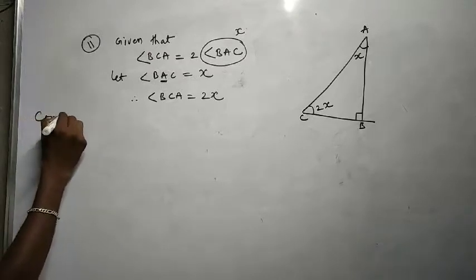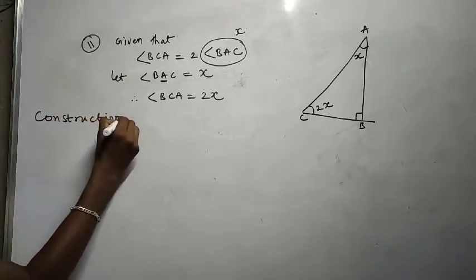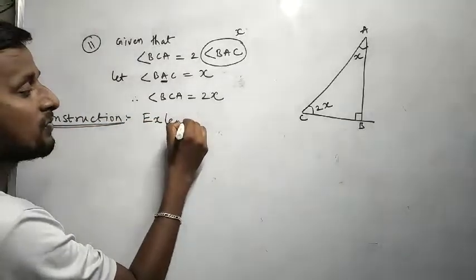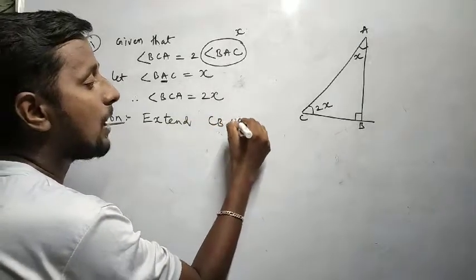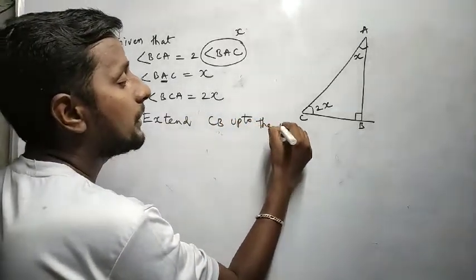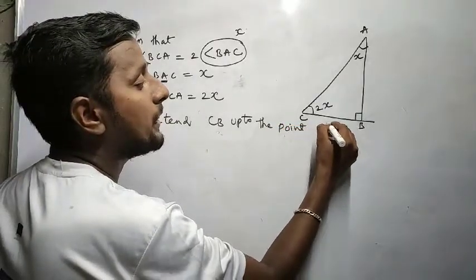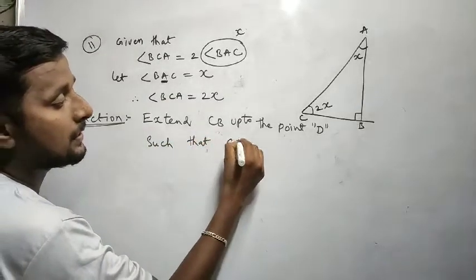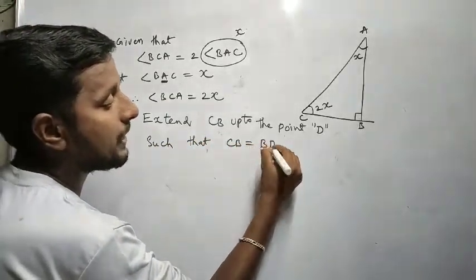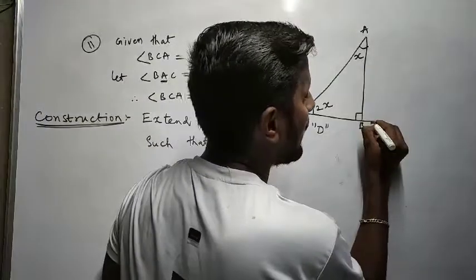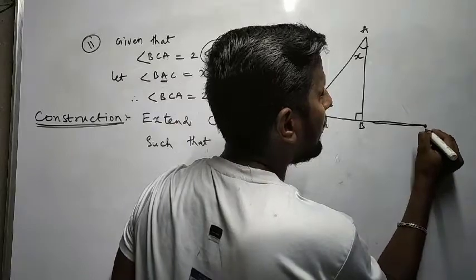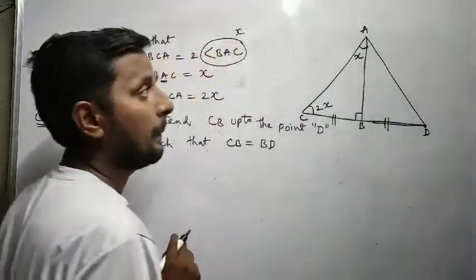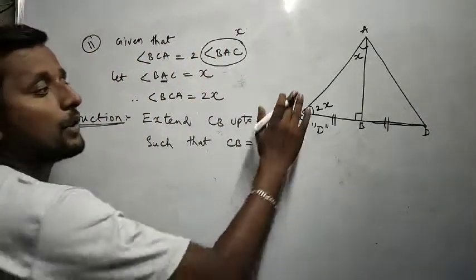Now do one construction in the diagram. Make a little modification in the diagram. What is that? Extend CB up to the point D, such that CB is equal to BD. Just extend it up to the point D such that the BD side and CB side are both the same, and join A and D. What happened after joining here?